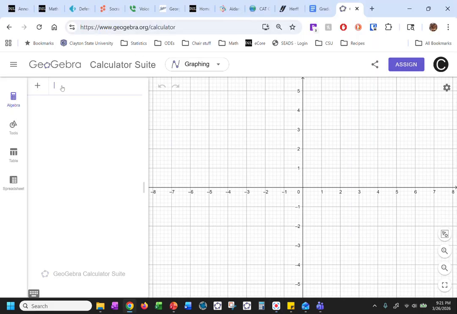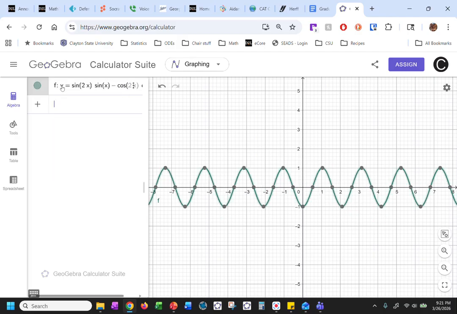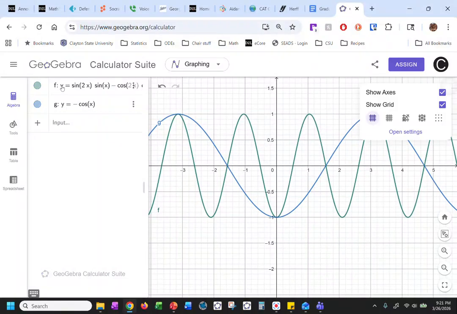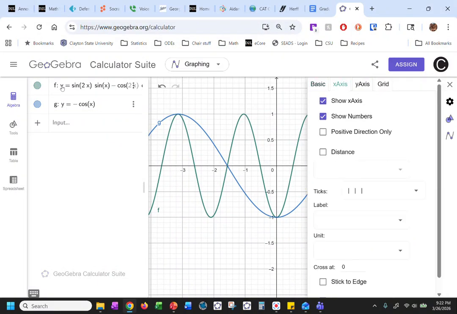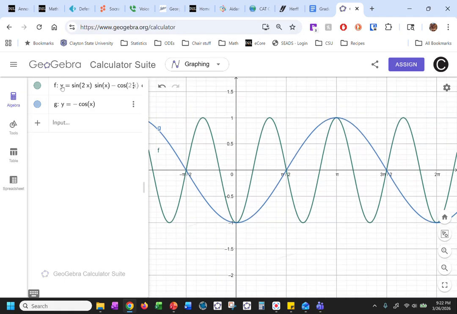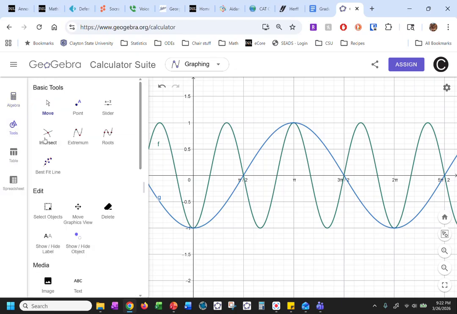Okay, so we're going to put in y equals sine 2x times sine x minus cosine of 2x times cosine of x. That was our left-hand side, and our right-hand side we had negative cosine of x. And the question, of course, is on the interval 0 to 2 pi, how many intersections do we have and where are they, right? So 0 to 2 pi, how many intersections do they have? Can I use the intersect tool here? And it's going to find it one at a time.